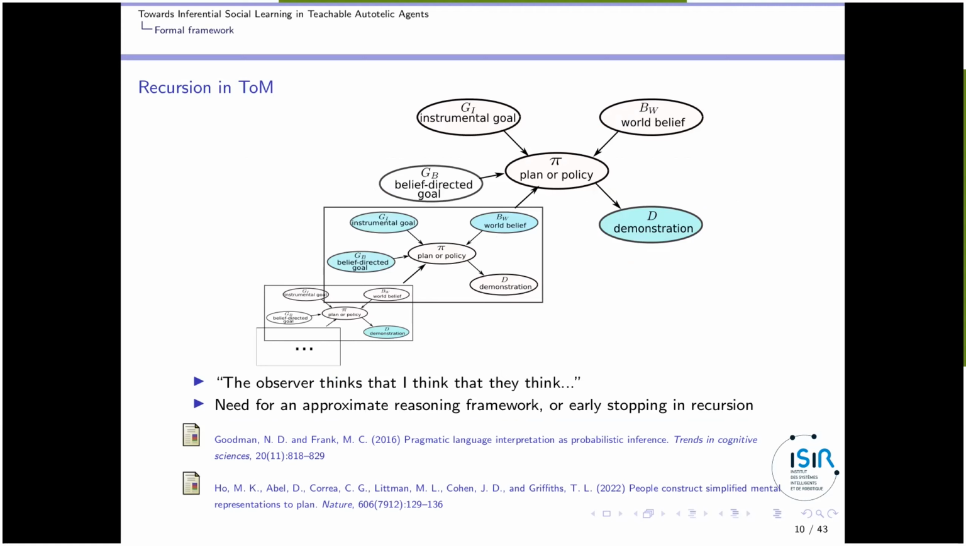So it means that if you want to use such a recursive framework, either you need some approximate reasoning framework, or you need to have an early stopping criterion. And Mark O again suggests that people tend to have an early stopping criterion, so they won't infer based on thoughts of the other about thoughts about the thoughts, etc. They will stop after 2 or 3 levels maximum.